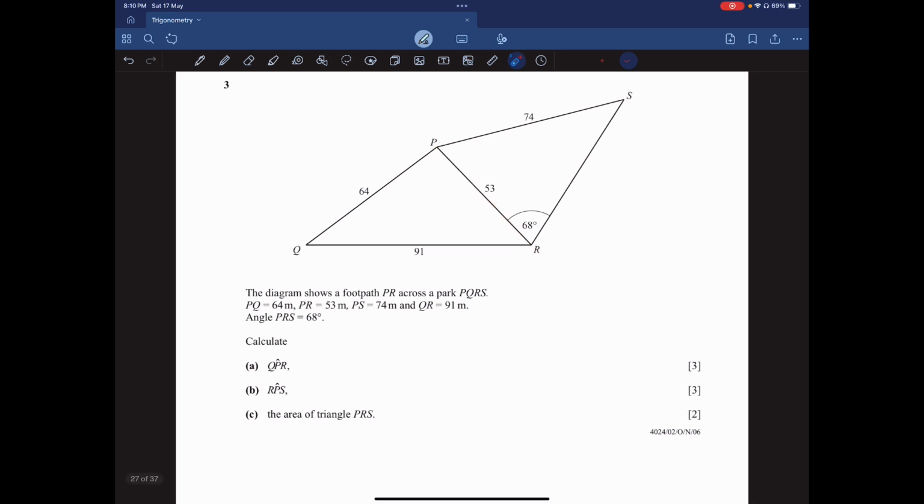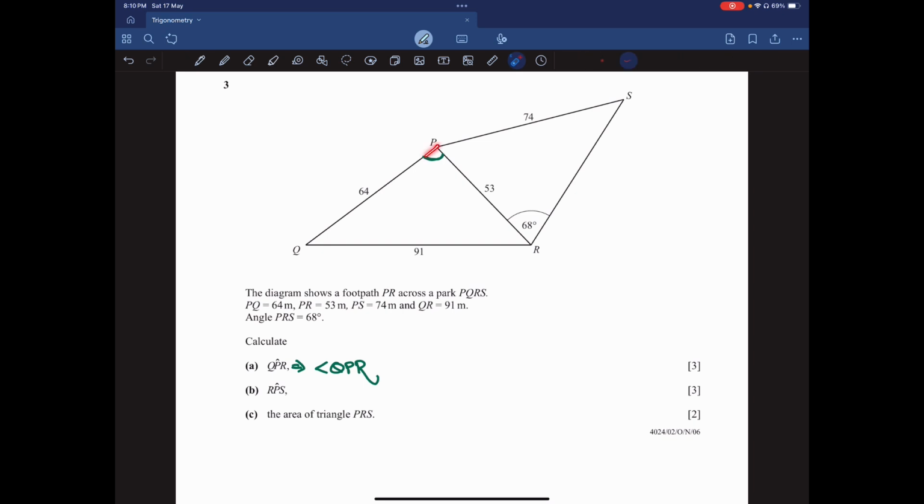PQ is 64 meters, PR is 53 meters, PS is 74 meters, QR is 91 meters. Angle PRS is 68 degrees. Calculate QPR. So let's mark the angle that we want to find. QPR. Also, this hat notation has now been discontinued, and they write this as angle QPR.